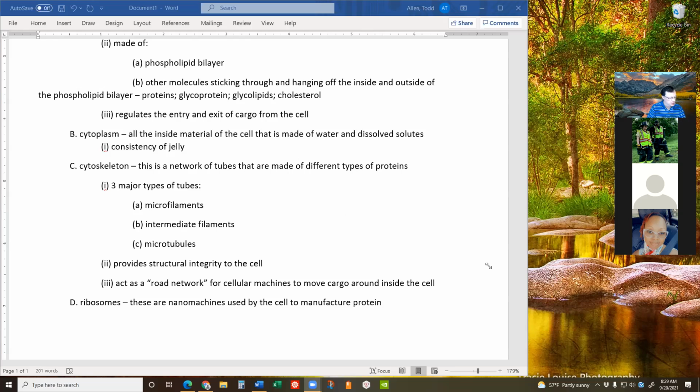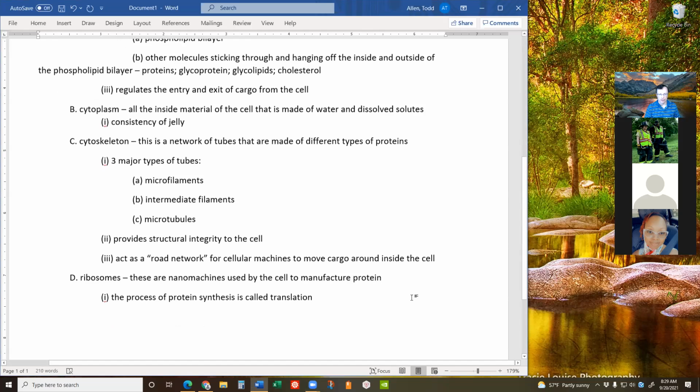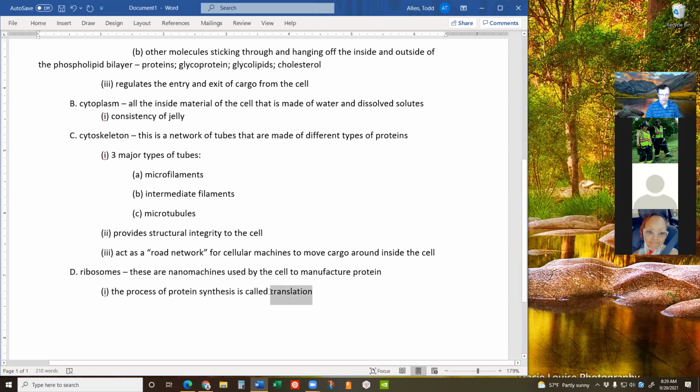Translation is the major talking point of figure 3.28 and figure 3.29. So we'll be talking about that, not today, certainly not today, but another time perhaps. Okay, so let's put that down in your notes. The process of protein synthesis is called translation.